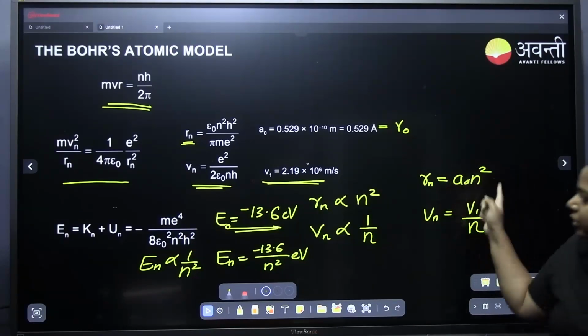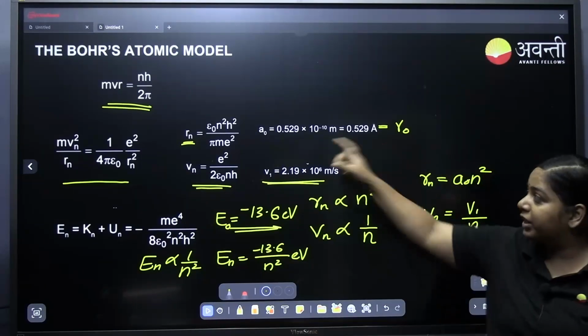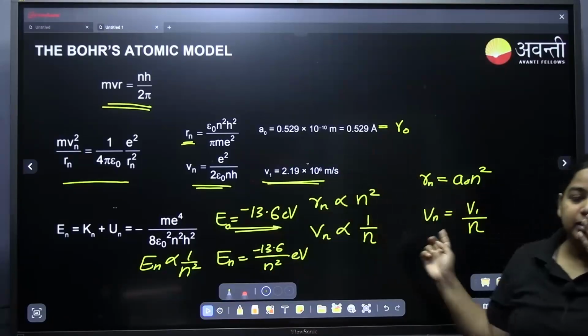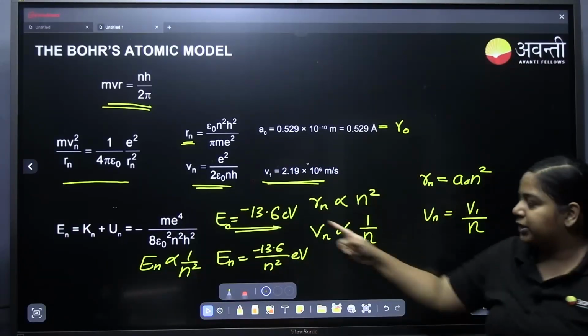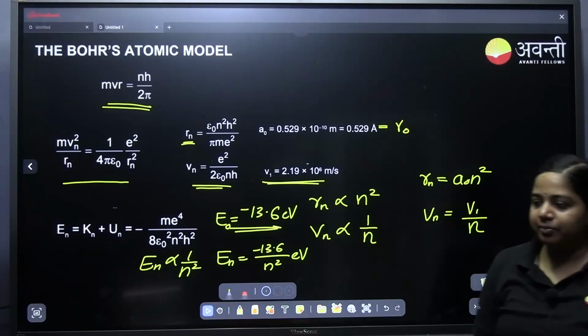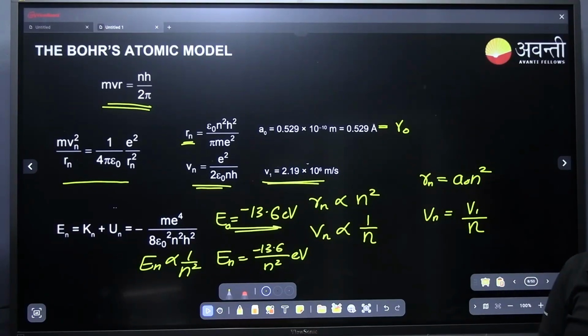So it is better to learn these equations. Instead of studying the formulas, you can learn these equations and the proportionality. Is that clear? Is there any doubt in this? Okay. Then moving on.